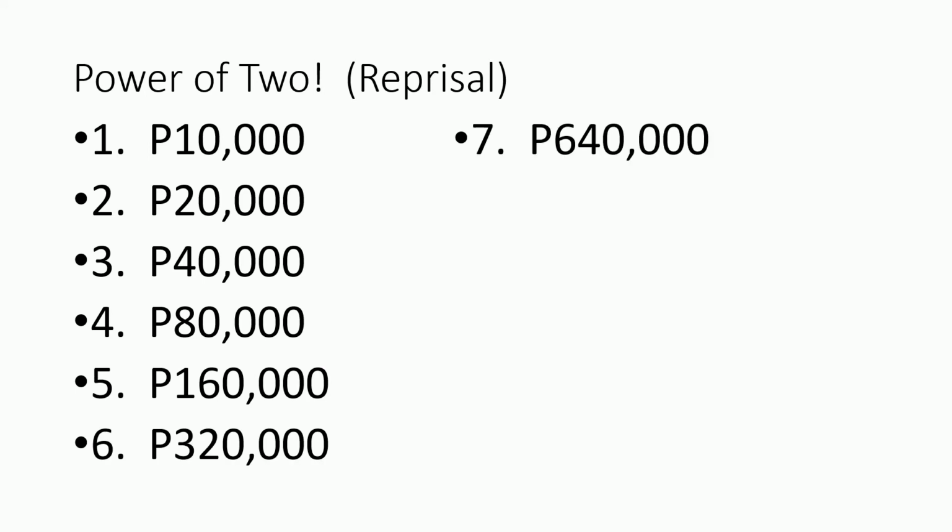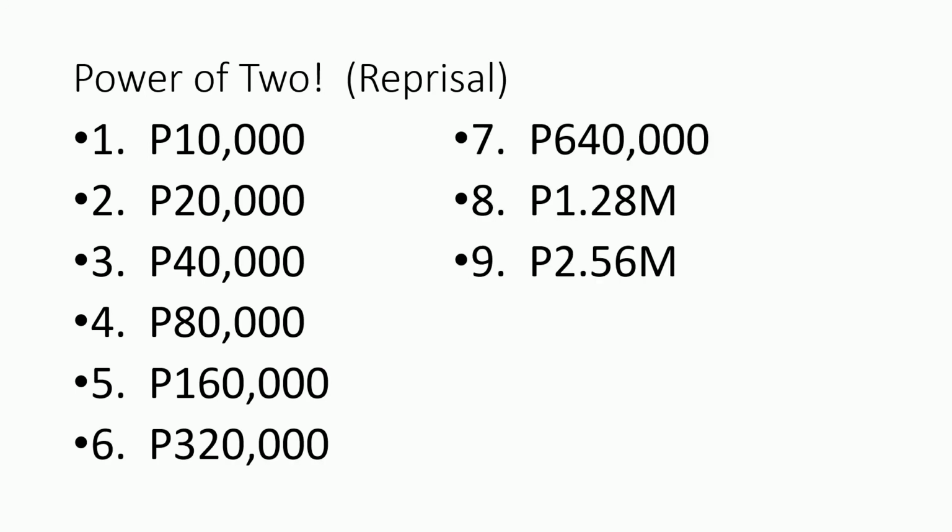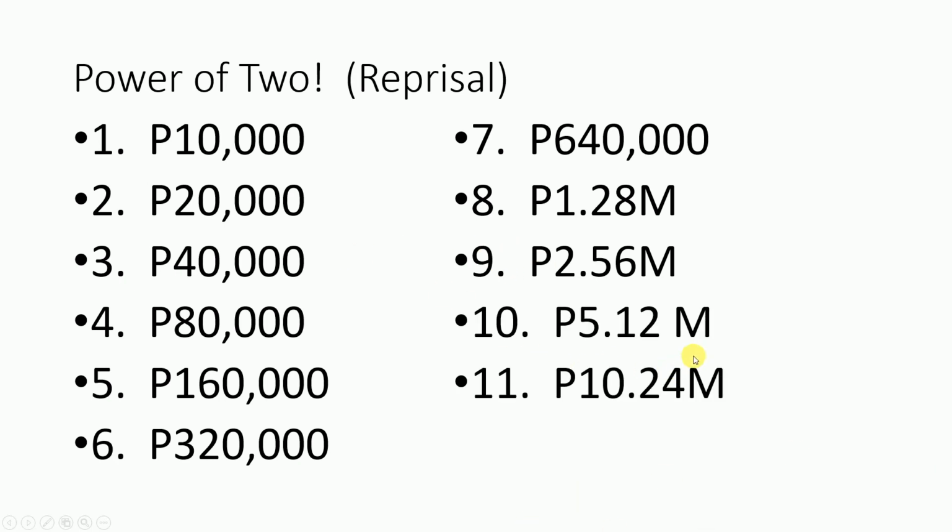Okay, so power of 2. If you start year 1 at 10,000, you double it, it becomes 20,000, double it again, power of 2, right? 40,000, it's like a virus. You keep on doubling it. 80,000 becomes 160, becomes 320, becomes 640, it becomes 1.28 million, it becomes 2.56 million, it becomes 5.12 million, it becomes 10 million, it becomes 20 million on the 12th doubling.